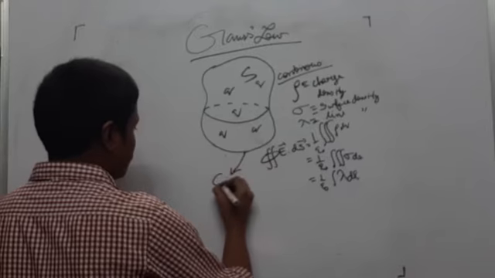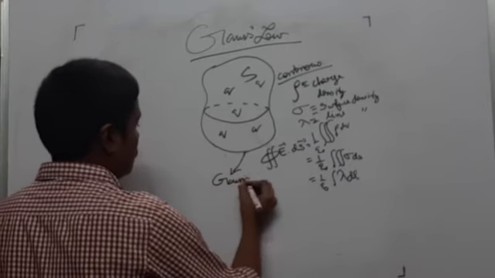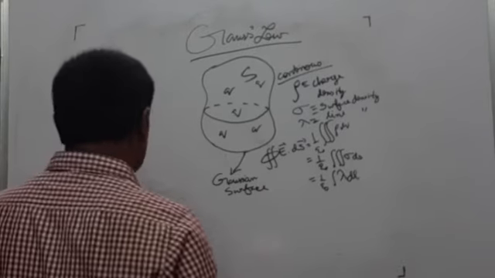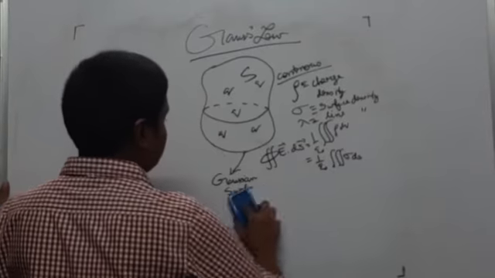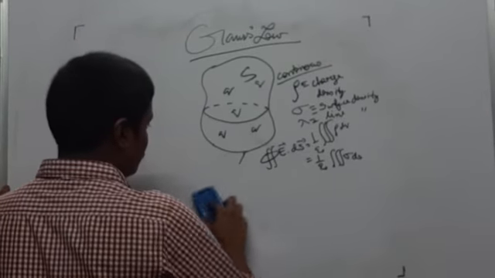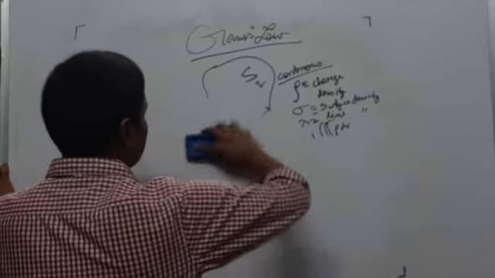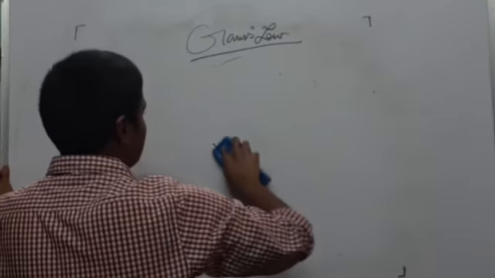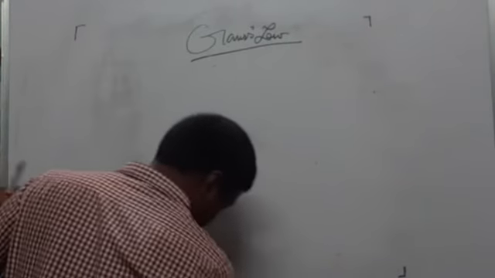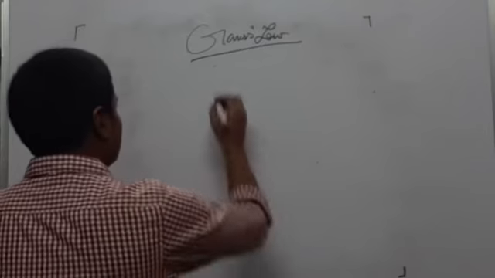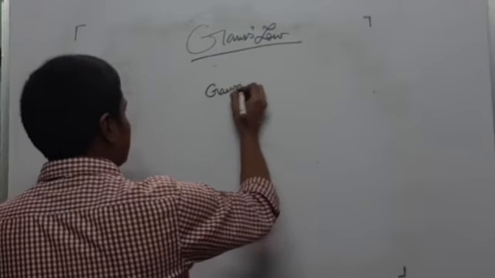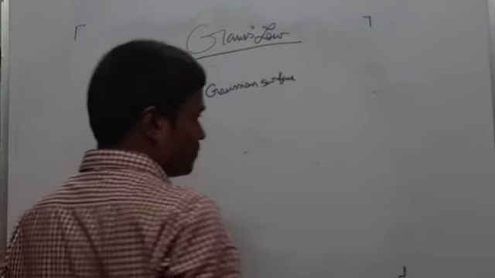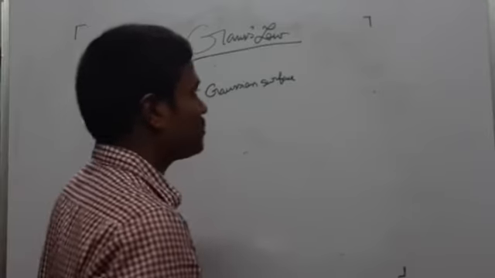And this surface is often called a Gaussian surface. Now, there is one aspect of Gauss's law that we don't recognize a lot of times, and that is that Gauss's law is true in general.